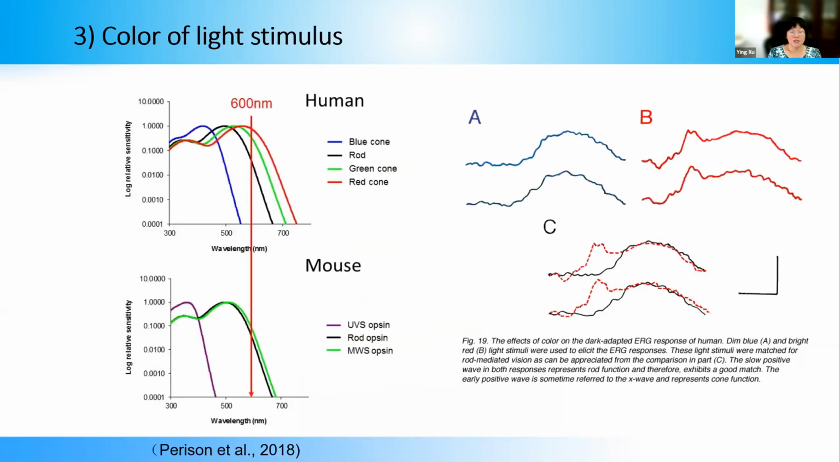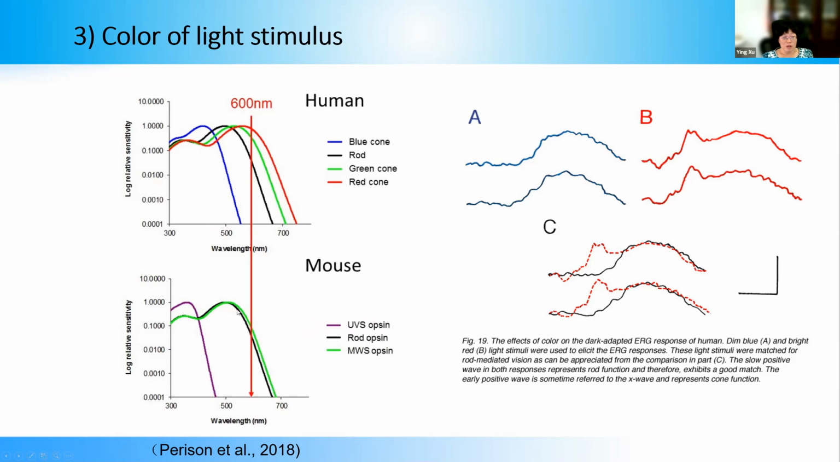The third factor is the color of the light stimulus. As we know, humans have 3 color-selective cones, blue, green, and red cones, each of which has a peak sensitivity to light of different wavelengths, from 400 nanometers to 600 nanometers. In mouse, there are only 2 types of color-sensitive cones. One is short wavelength, the other is mid wavelength.